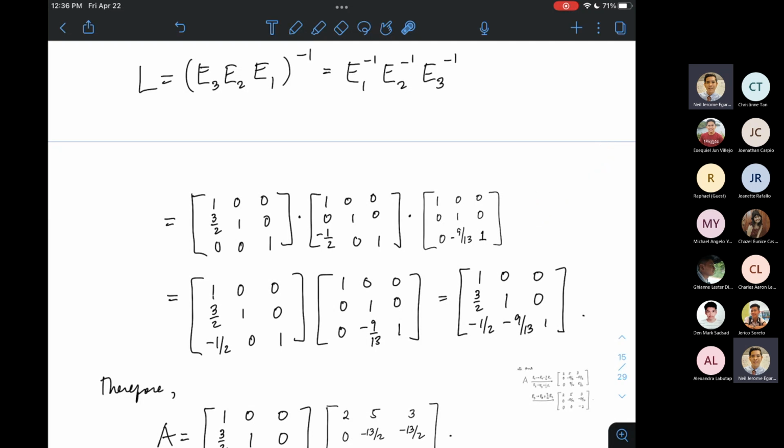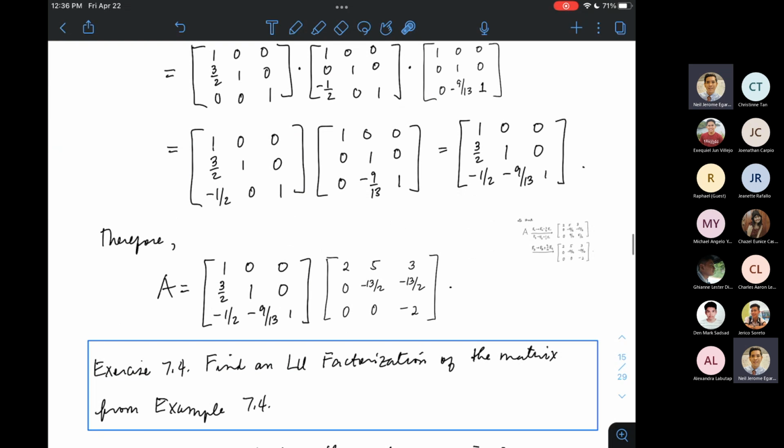Pwede ko itong ipa-matrix calculator ulit. Take the product. I'll get this guy. Tapos, yung sagot dito, i-multiply ko dun sa natitirang matrix, I will get this. Okay? So therefore, I found an LU factorization. This is my L, this is my U, and then you can double check when you take the product, then you'll get the matrix A back. So ito si L, ito si U.